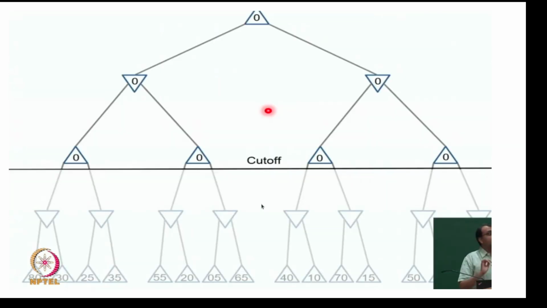Now we'll have something called cutoff. Do you think we need to go below a few subtrees if we have some idea?